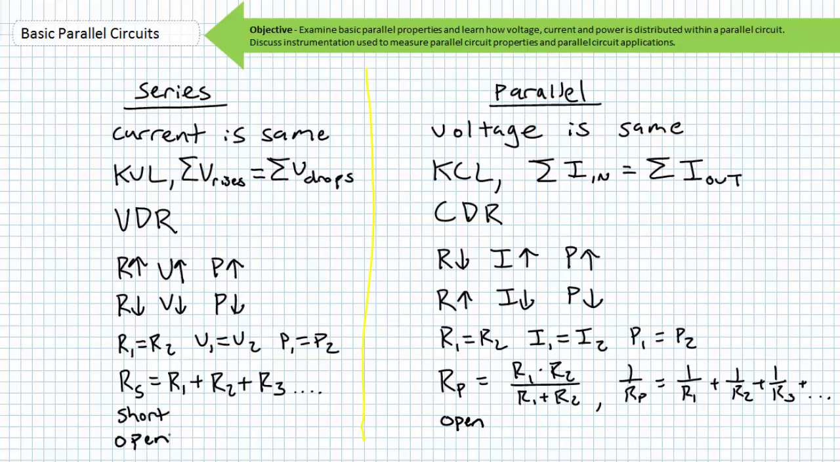An open inside a series relationship will cause all current through the series circuit to cease. A short inside a parallel relationship will cause current to dramatically and potentially catastrophically increase. The comparison between the two basic electrical relationships, series and parallel, is now complete.